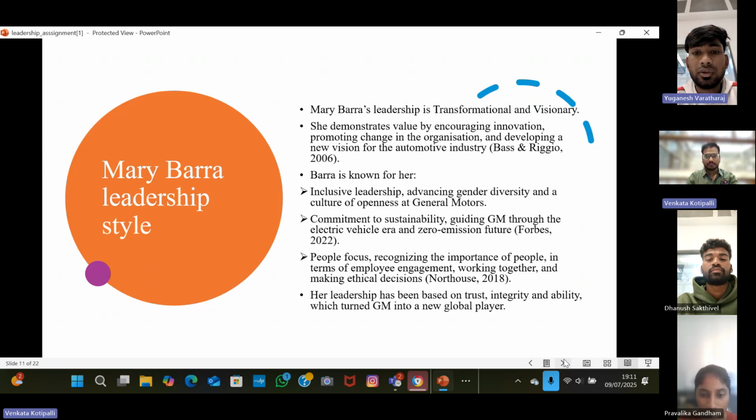inclusive leadership and the culture of the operation at General Motors, a commitment to sustainability during GM's growth into the electric vehicle era of zero emissions, August 2022. She focuses on people, recognizing their importance in terms of employee engagement, working together, and ethical direction. Her leadership has been based on trust, integrity, and ability, which turned GM into a new global player.